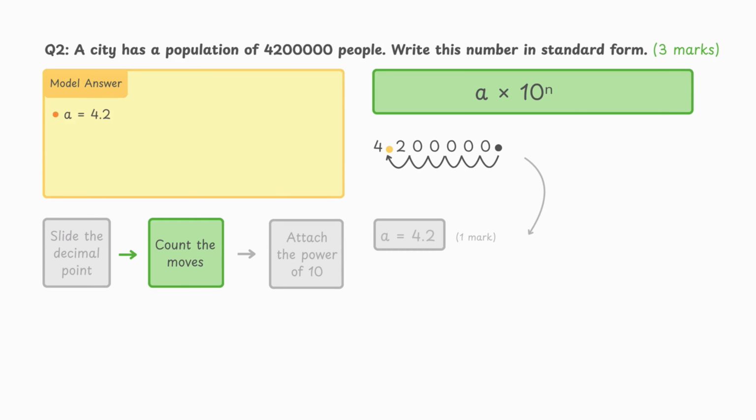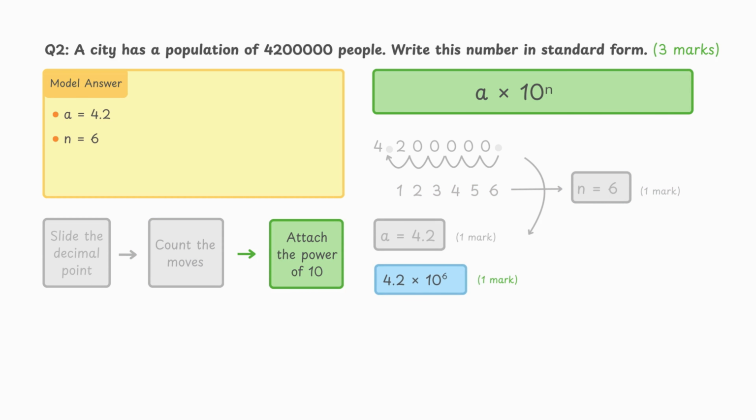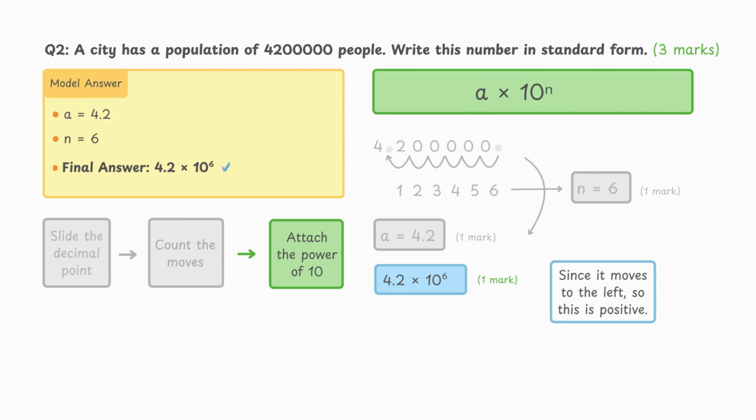Next, we count how many places the decimal point moved. We moved it 6 places to the left, so n equals 6. This earns 1 mark. Now we write the number in standard form. 4.2 multiplied by 10 to the power of 6. This earns 1 mark. So the final answer is 4.2 multiplied by 10 to the power of 6. Remember, if the decimal point moves to the left, the power is positive. And that's how you write big or small numbers into standard form.